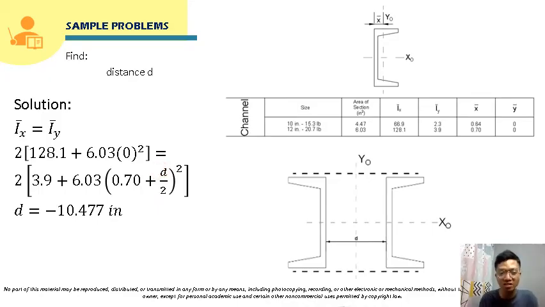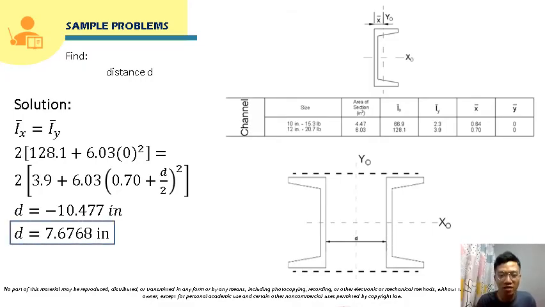The first one is negative 10.477 inches, and the second one is 7.6768 inches. So again, we are going to analyze what is the logical answer here. In this case, the logical answer is the positive answer. So the distance D will be 7.6768 inches. So this will now be the answer for this.